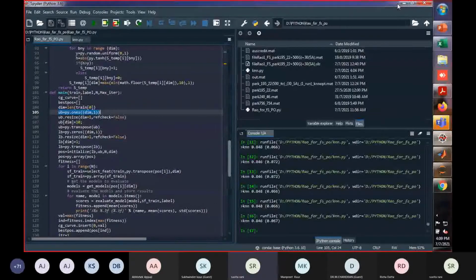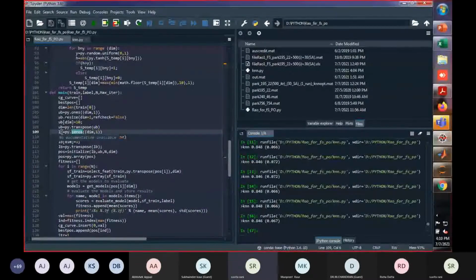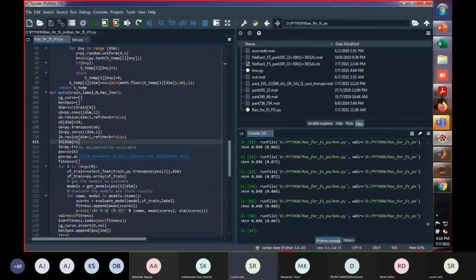And then we also add the value 10 as the upper bound, and we increase the dimension. We put the value 10 here. Then next we define the lower bound, which is 1. Sorry, which is 0. Here we define the 0. So if the value is 0, then that feature didn't get selected, and this dimension has the value 1 for the k value, the lowest k value.